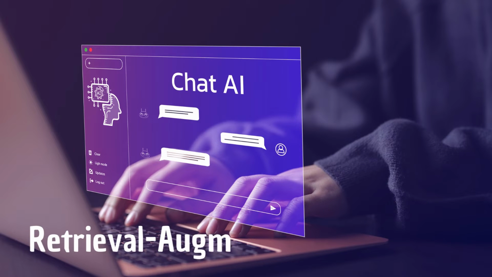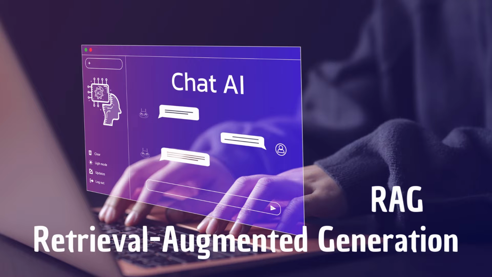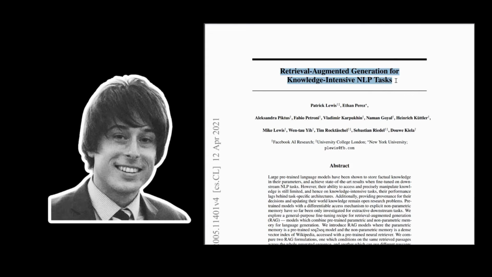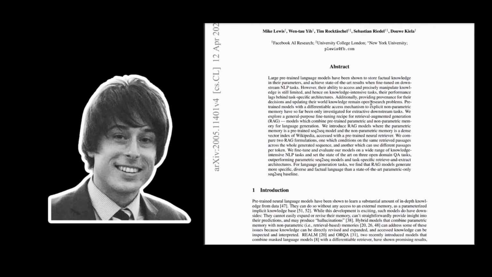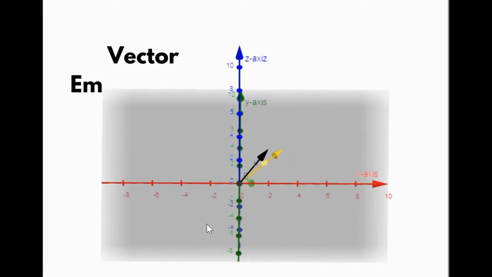In today's video, we will explore Retrieval-Augmented Generation, or RAG. The unflattering acronym was first coined by Patrick Lewis, lead author of the 2020 paper. The term now represents the future of generative AI. But before we delve into RAG, it's crucial to grasp a fundamental concept of vector embedding in AI.